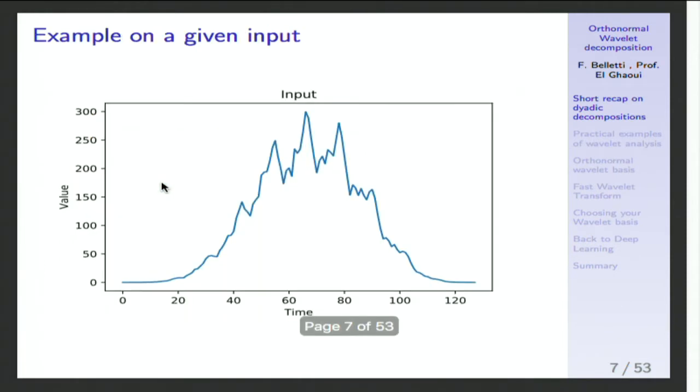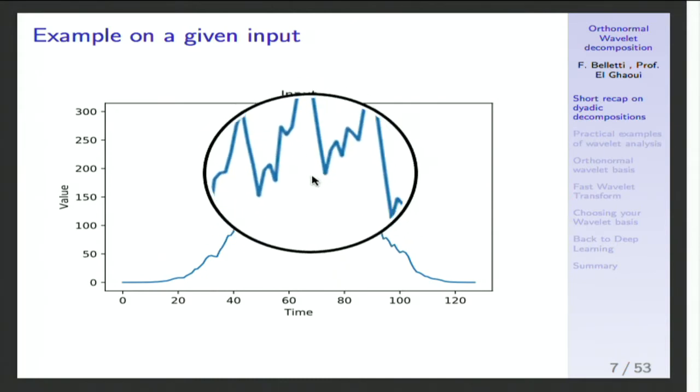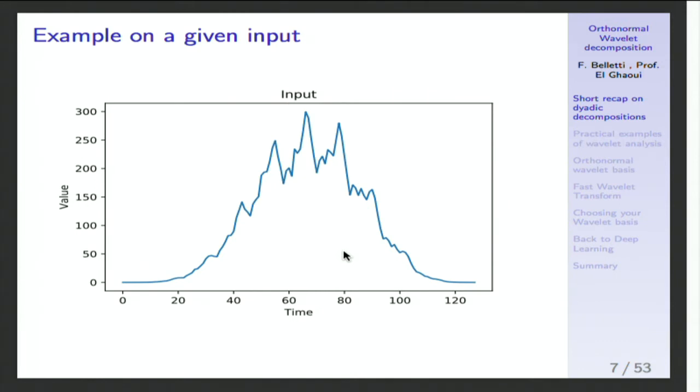Okay, so just to give you a practical idea of the implications of this certain lattice in the time frequency diagram, I'm going to take an input here. So it's a certain time series. It's basically a modified version of the airline passenger time series.